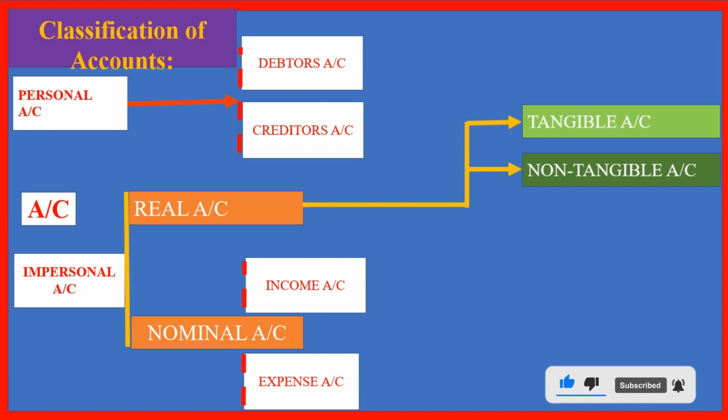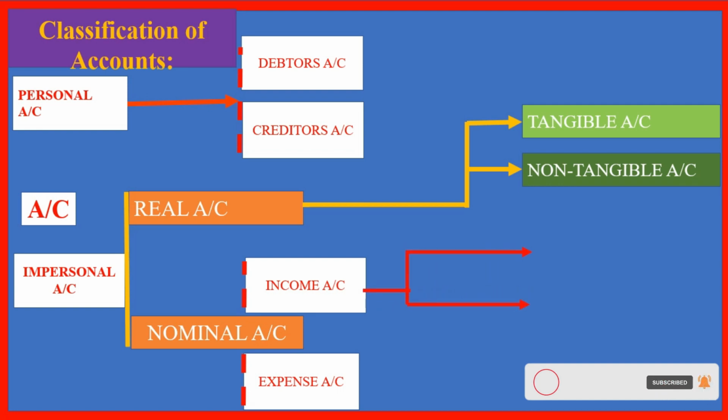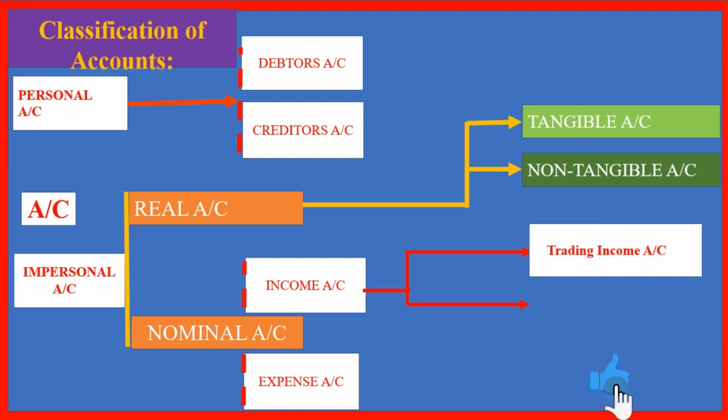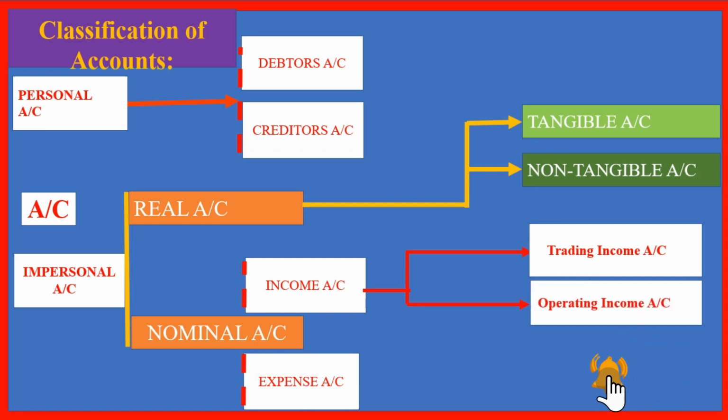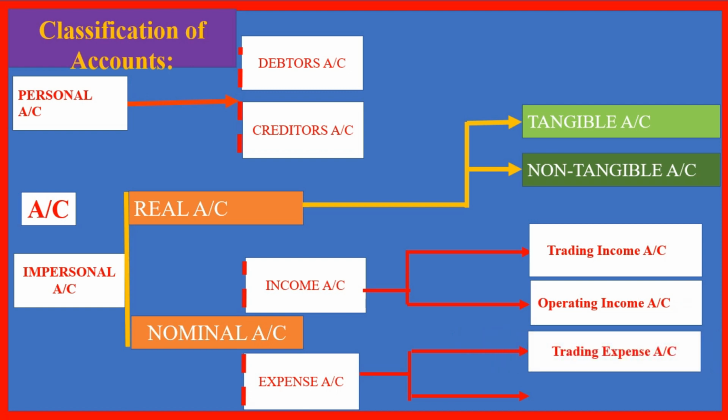Now, these accounts are further subdivided as follows. For income, we have income which is of trading nature, so we have the trading income account, and others which are of operating nature, the operating income account. In a similar manner, expenses are further classified into trading expense accounts and operating expense accounts. So that is the end of that classification in summary form.